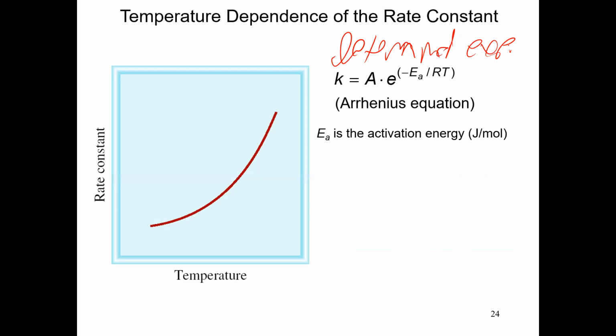Now, Ea is the activation energy in joules per mole. R is the gas constant, and this is for reactions of gases.